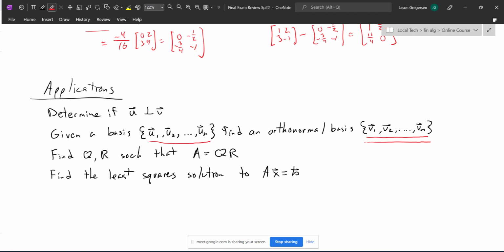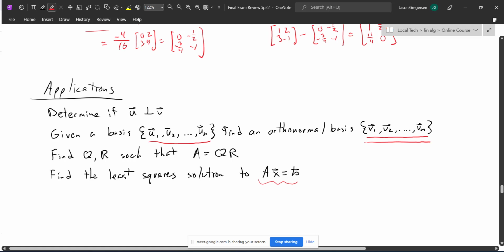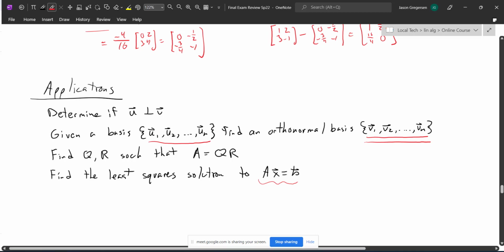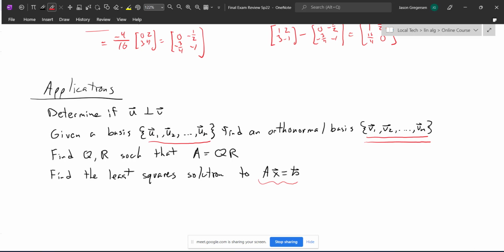The next application is to find the QR factorization of a matrix. And then the last one is to find the least squares solution to AX equals B. In a case where there is no solution to AX equals B, we want to find the best approximate solution to that matrix equation. And really all these revolve around the idea of projection. And we have a little progression of our idea of projection.